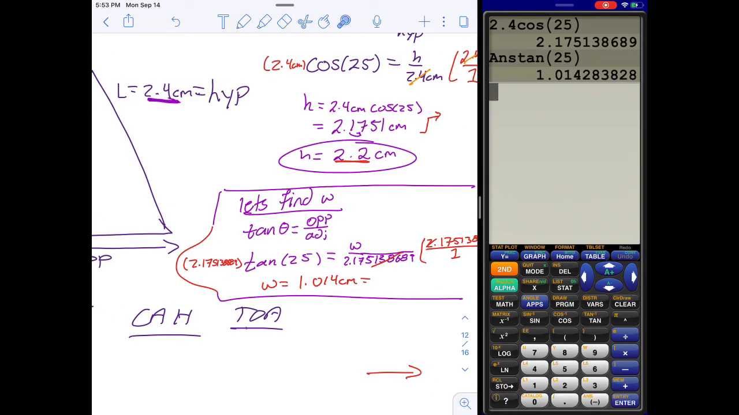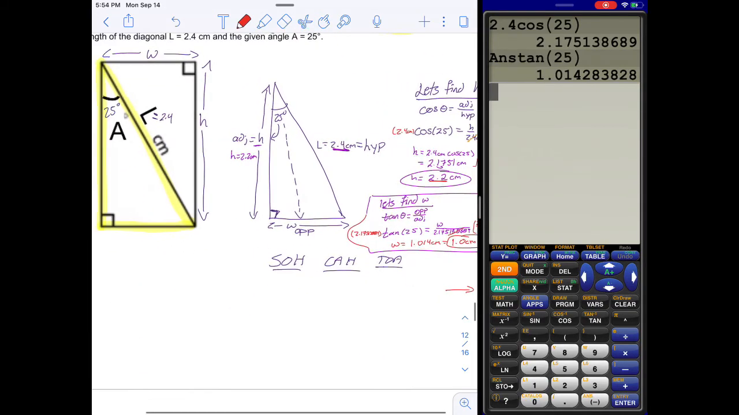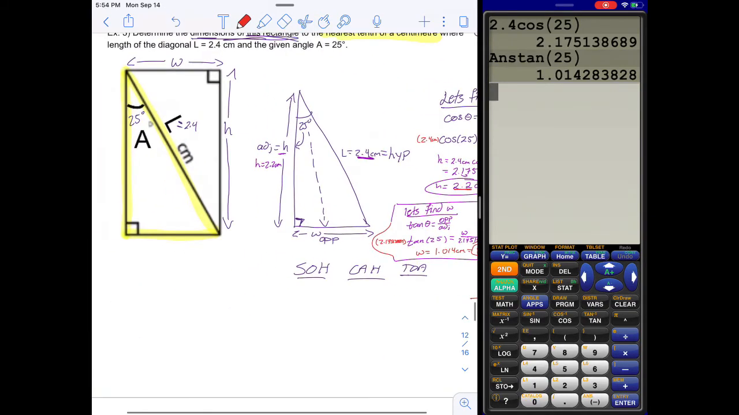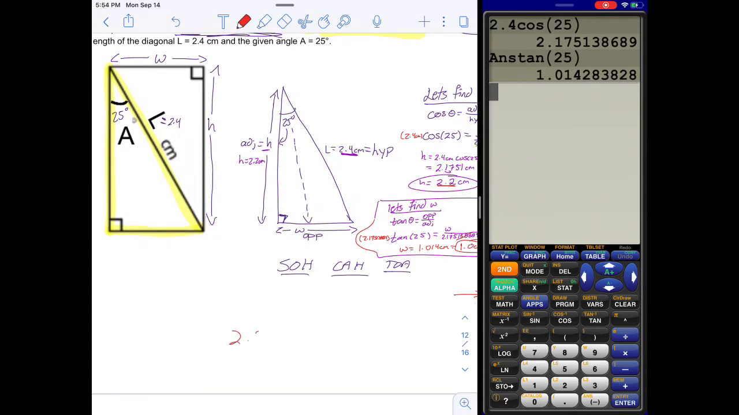Remember, it asked us to round it to a tenth. So that means we have to round it to 1 decimal place, and recognize the digit to the right of it is lower than 5. So we're just going to leave it at 1.0 centimeters. And there's W. So we found the dimensions of this. This rectangle would be a 2.2 by 1.0 centimeter rectangle.